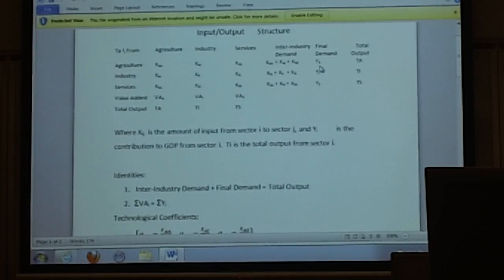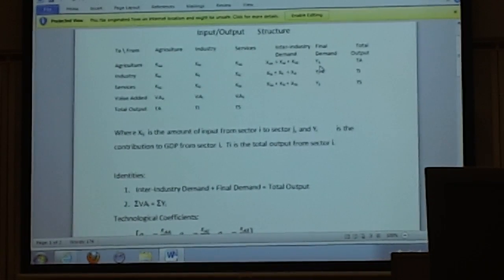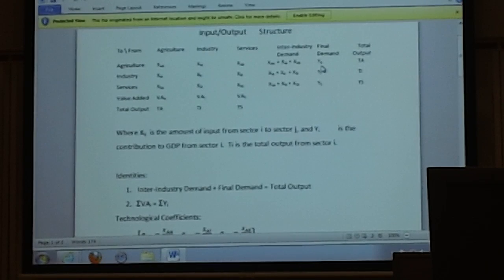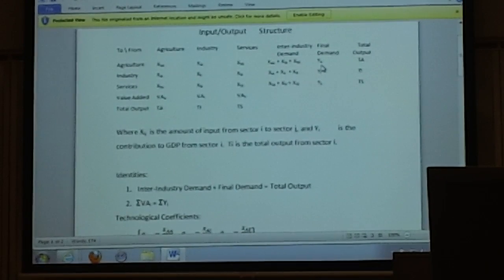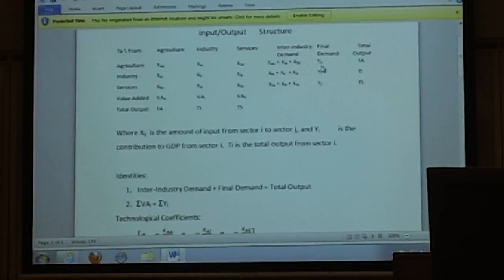How do we find that? GDP can be accounted for in two ways. Y can be equal to C plus G plus I plus X minus N. That's one way you can account for GDP. This is by expenditure. And it can also be equal to income: GDP in agriculture plus GDP in industry plus GDP in services.